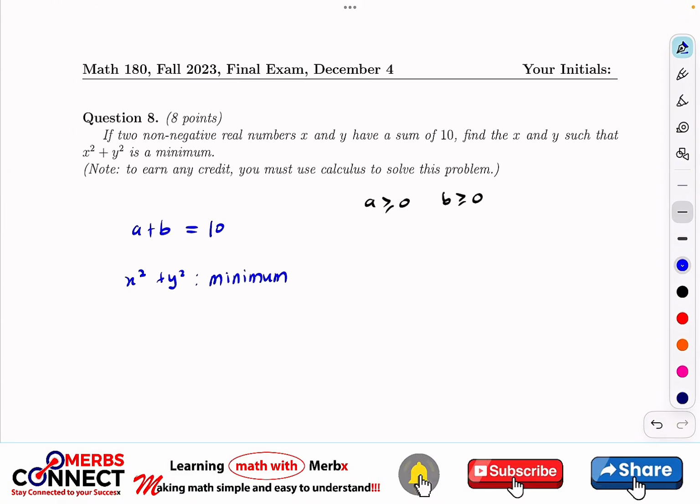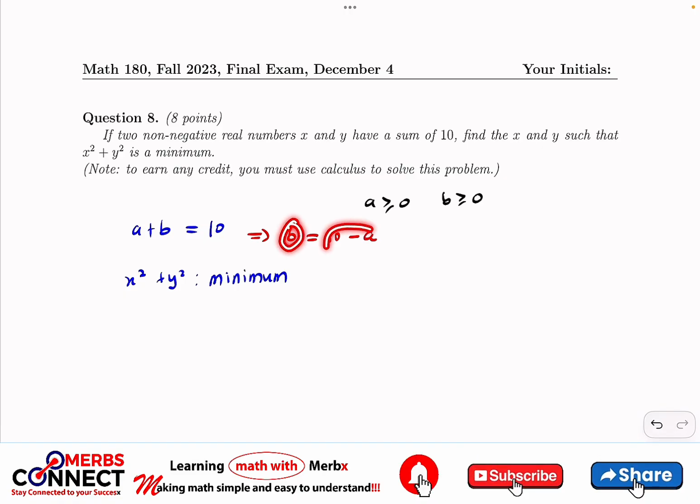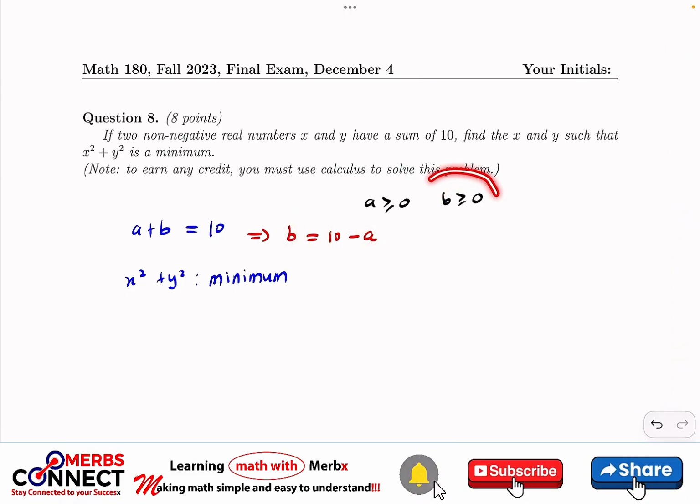So for this question, we need everything. We need to find the domain, even though the question doesn't ask for it, so that when we are checking the minimum, we know where we are working towards. So let's find the domain first. From here, we can make b the subject and have 10 minus a. Since b is equal to 10 minus a, we can substitute our b here.